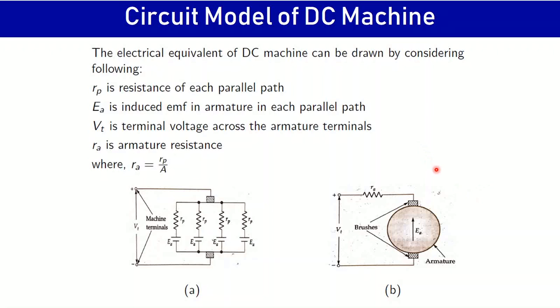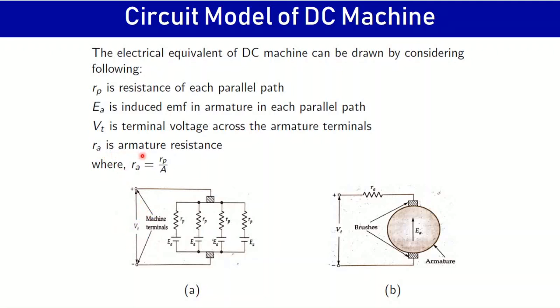Once we understand how to derive the EMF equation, making the circuit model of a DC machine becomes very easy. So the electrical equivalent of a DC machine can be easily drawn by considering the following. We are assuming that Rp is the resistance of each parallel path shown here. Ea is the induced EMF in the armature winding in each parallel path. Vt is the voltage across the armature terminals. So in case of a motor, this is the applied voltage, and in case of a generator, this is the voltage which is obtained at the load terminal.